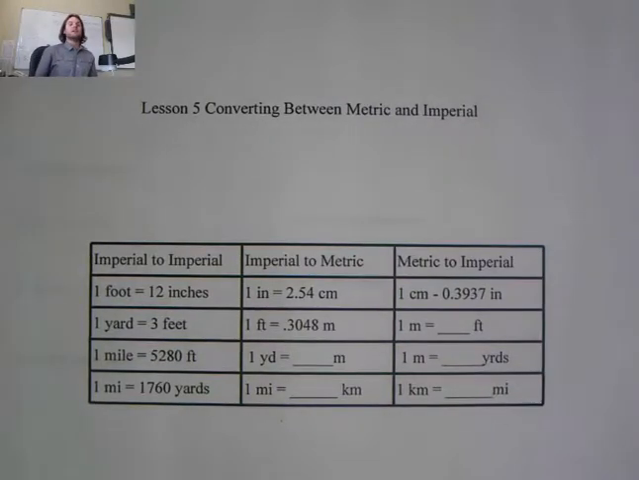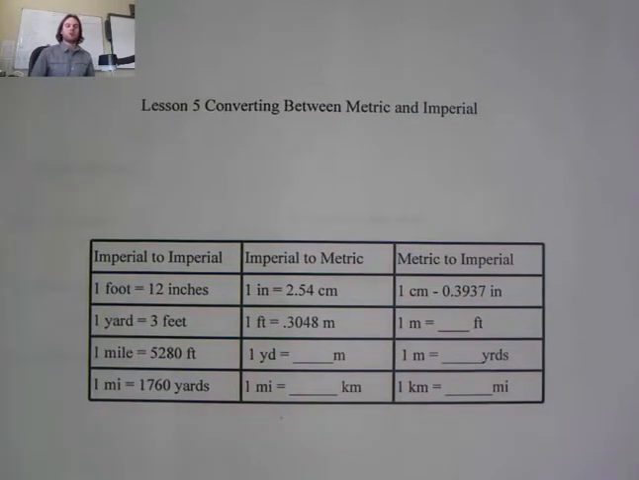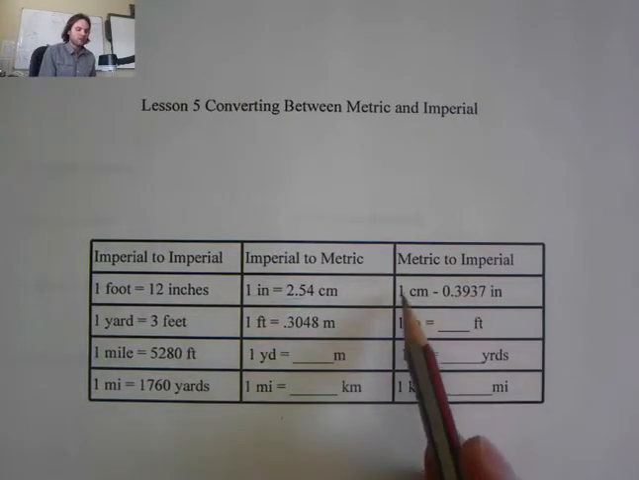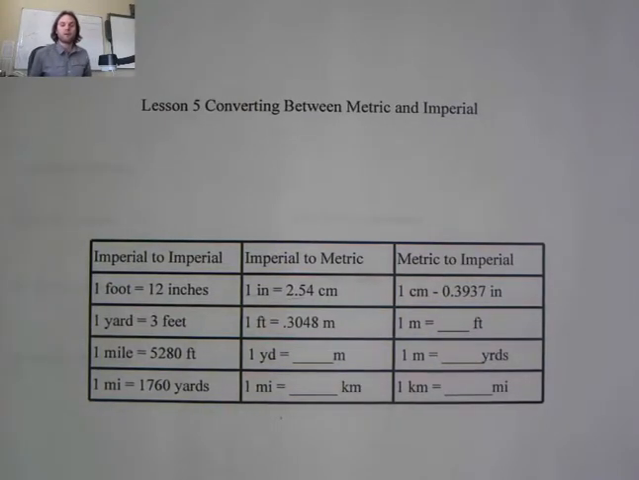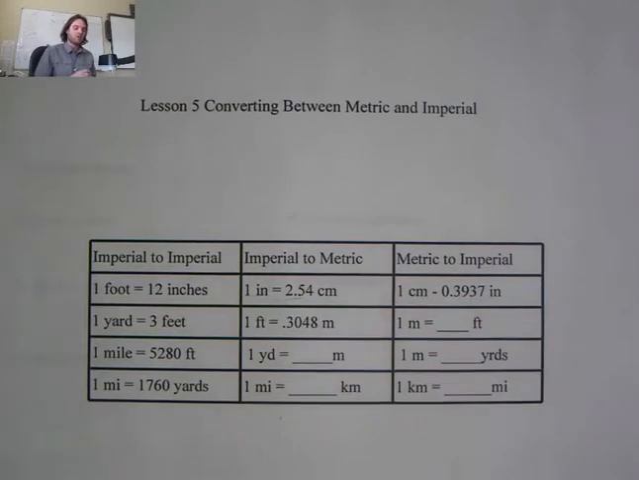Welcome back, Math 10. Today we're going to learn how to convert between metric and imperial units. To start off here, we have this table. We know that 1 foot is approximately 12 inches. We also know that 1 foot is approximately 2.5 centimeters. Okay? And 1 centimeter is 1 divided by 2.54, so it's going to be 0.3937 inches.